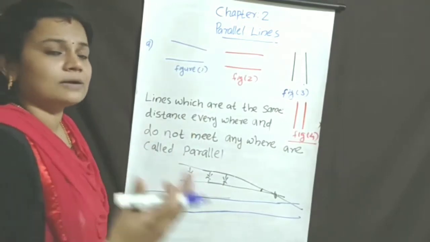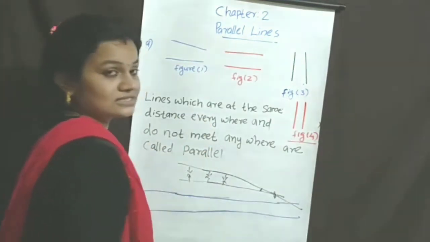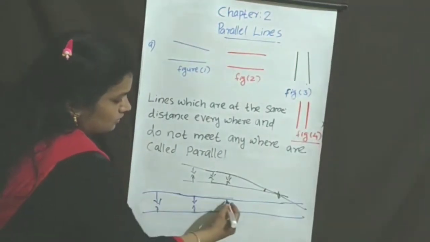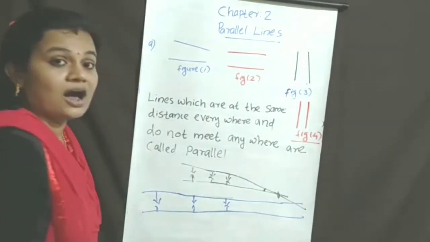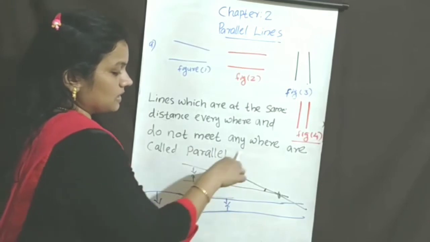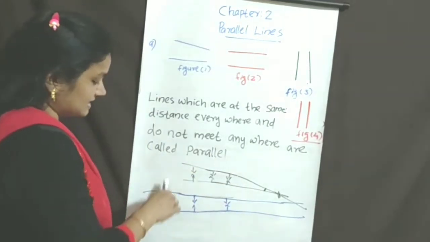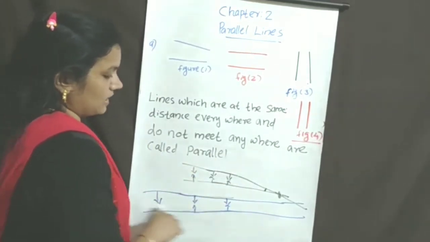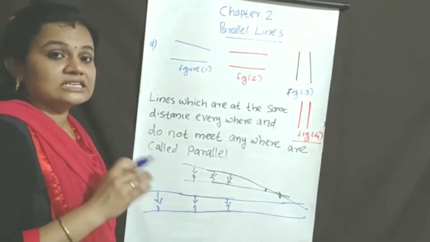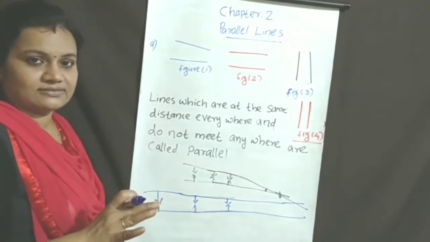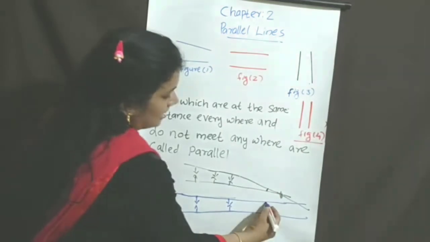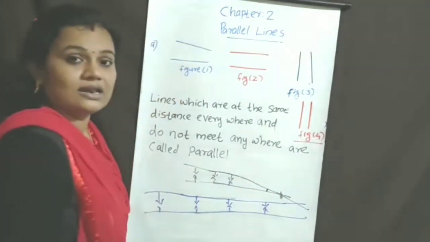Understood? Then what about the distance between these two lines? The distance between the two lines is equal. What about the first figure? The distance between the two lines is not equal. In the second figure, if we extend the end points, these lines will never meet. The distance between these two lines is equal.